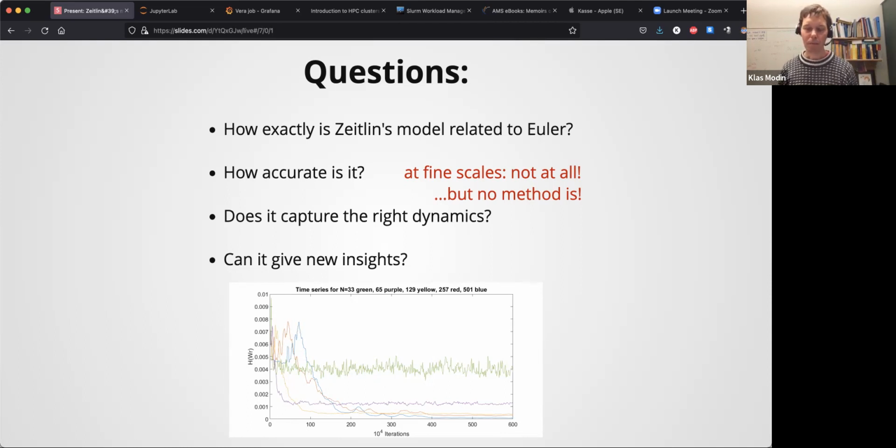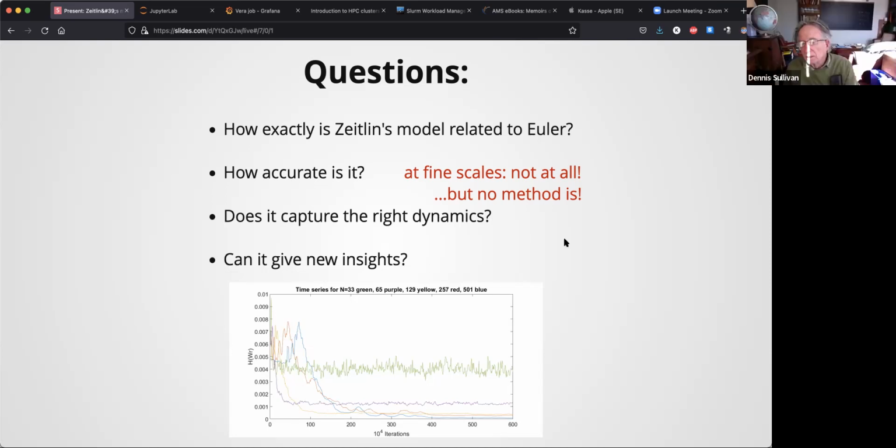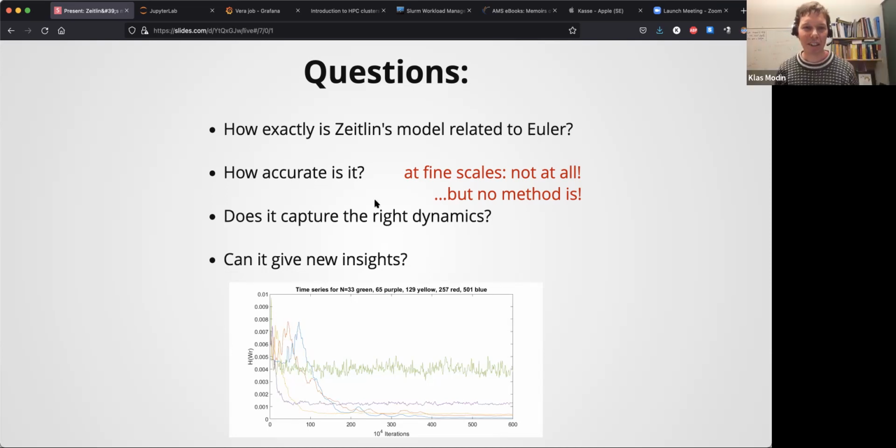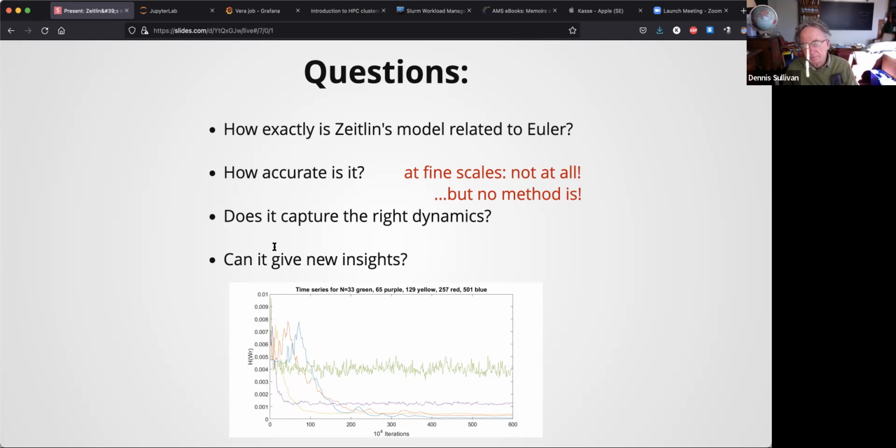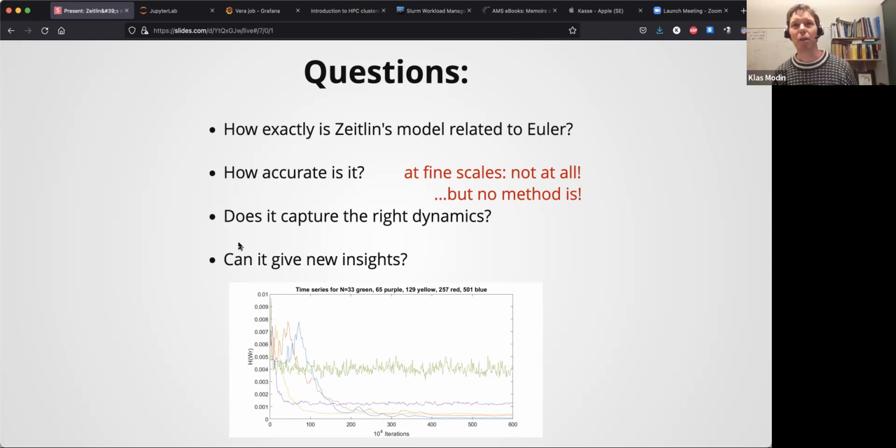Do you have a reference for that? Yes, I can send it to you. I don't have it right now, but I'll send it to you. Yeah, I'd like to have that. And there are some nice pictures. I remember looking through those papers. It's fairly recent work, actually.